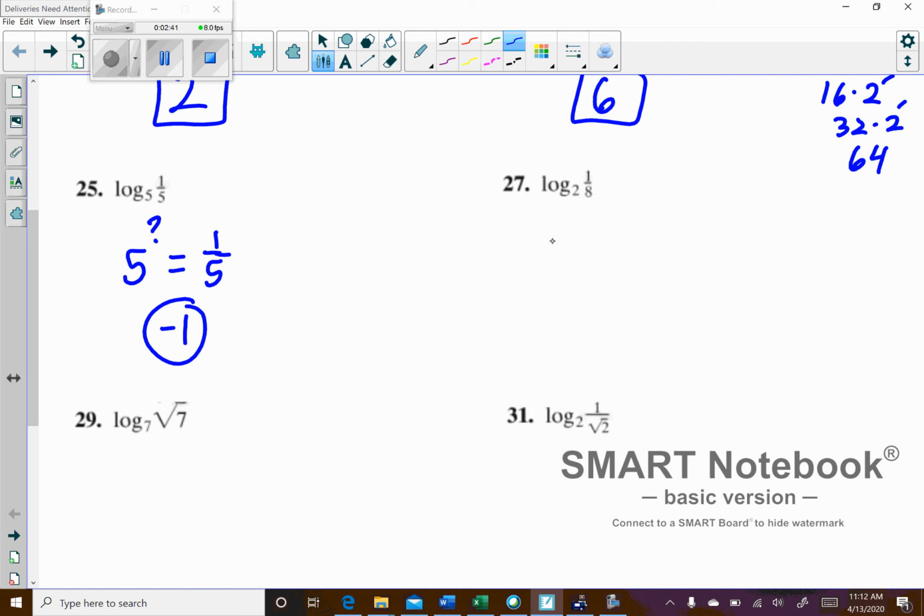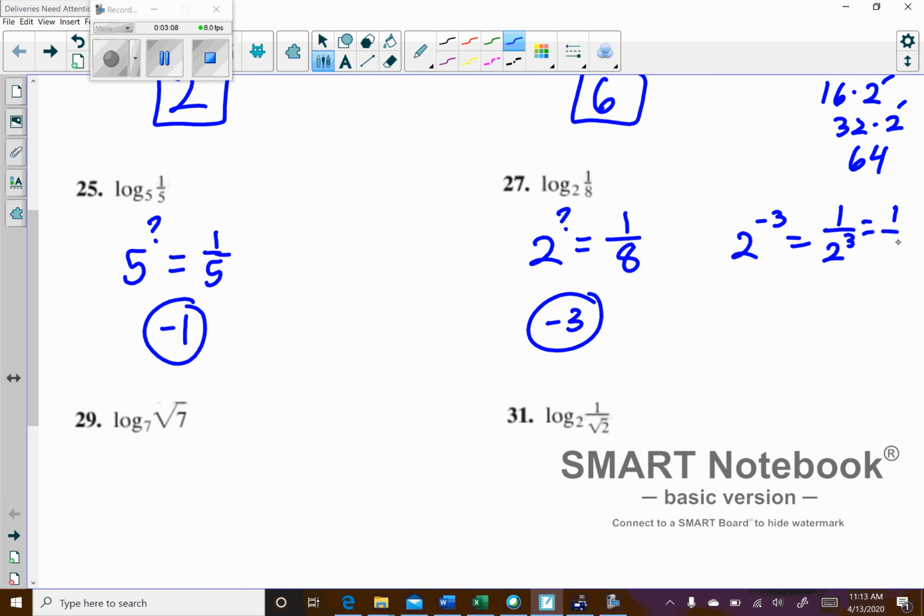This one isn't too different than the previous one. So 2 to what power would give you 1/8? So you're trying to figure out what would cause it to turn into 1/2, and then how's that 1/2 turn into 1/8? And the answer is -3. And if you want to, you can check it. So 2 to the -3 power. That negative causes it to become the reciprocal. So now it's 1/2 to the third power. 2 to the third power is 8, so it's 1/8.